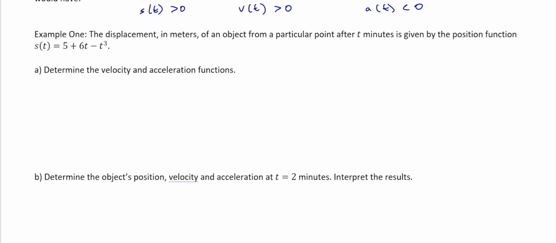Well, the first thing that we have to remember is that the velocity function is simply just the first derivative of the position function, and the acceleration function, that's just the first derivative of the velocity function, but it's also the second derivative of the position function. But what we'll do first is it's easier to just find the first derivative of the position function to get your velocity, and then once you have the velocity function, take the derivative of that to get your acceleration.